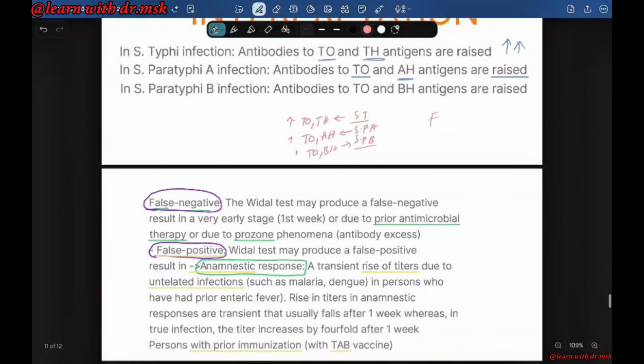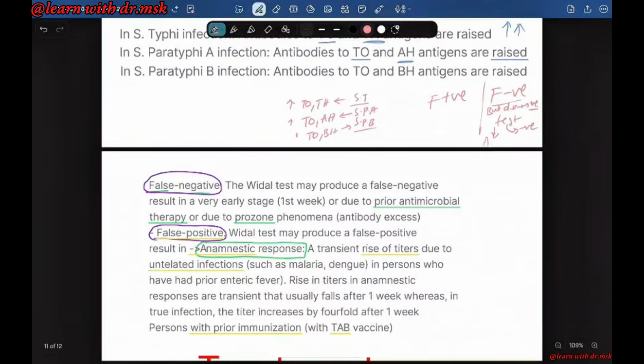That's the simple test. There is a false positive and a false negative test. What is meant by false negative, sir? False negative means there is an actual infection, but the test doesn't show it. The test is negative, but the disease is positive. Why is the test showing negative? It is due to an antimicrobial condition. As I said previously, indiscriminate usage of antibiotics can suppress the flora, thereby altering the levels of the titers and showing a false negative.